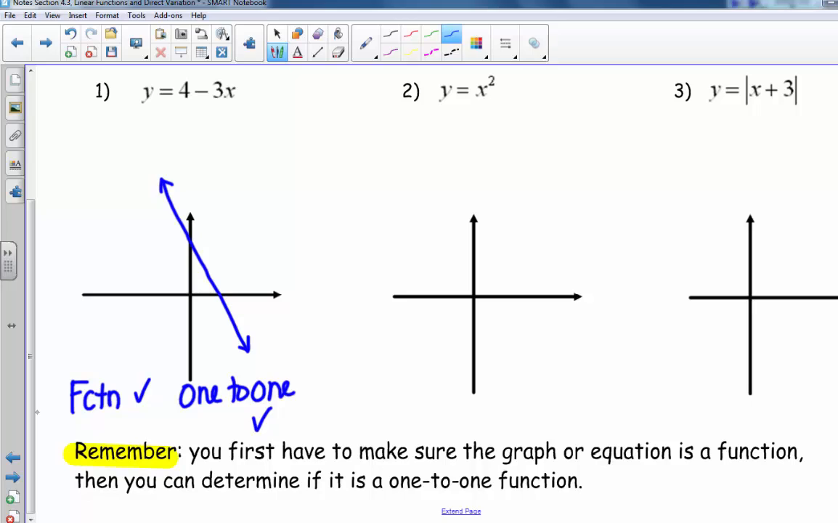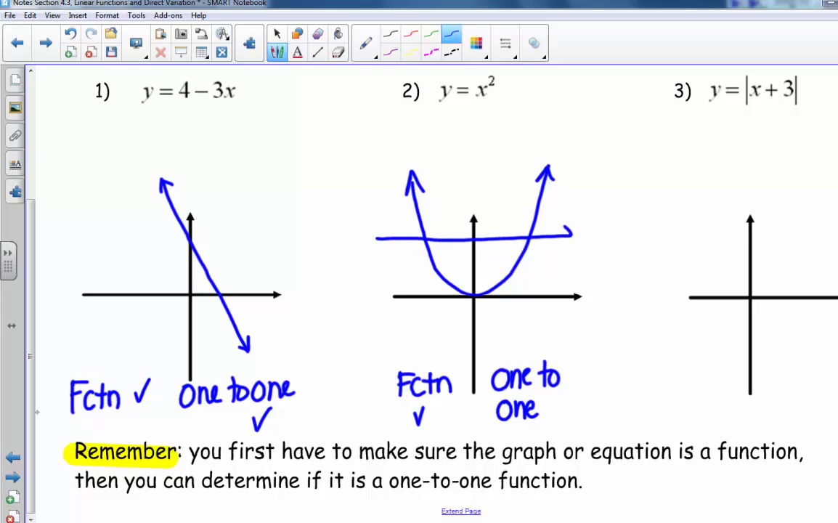Second one, y equals x squared, parabola. Is it a function? Yes, because it passes the vertical line test. Is it 1-to-1? No, because it fails a horizontal line test. If we drew a horizontal line, it would touch in more than one spot. So it is not 1-to-1.